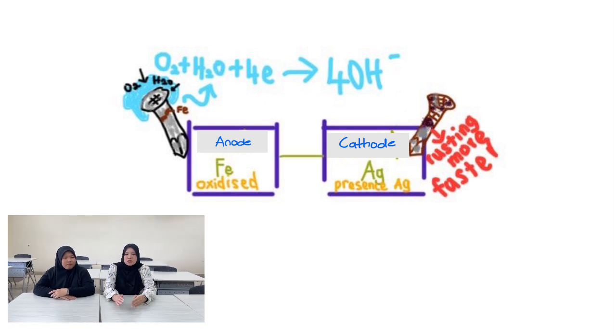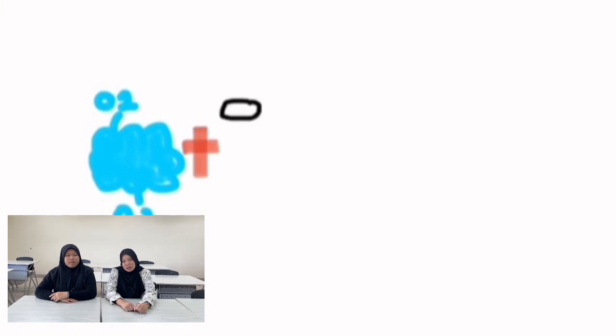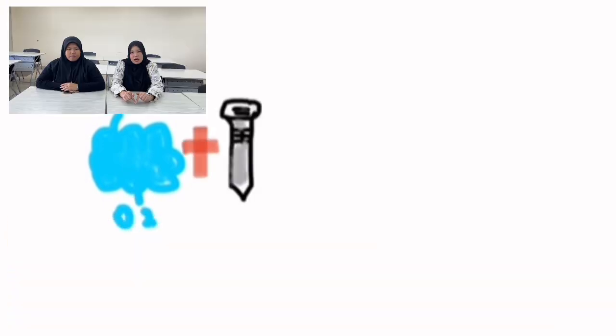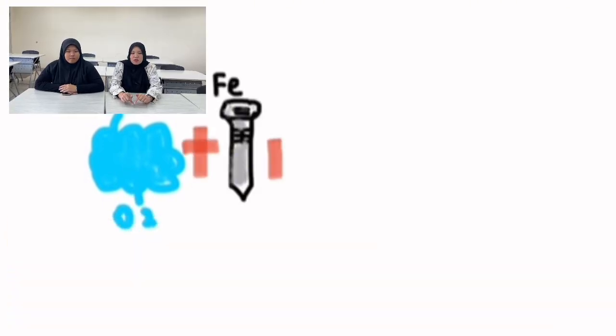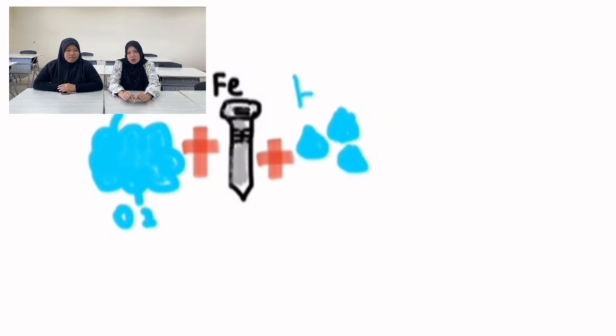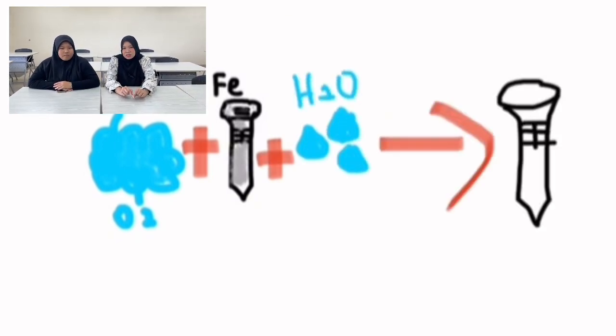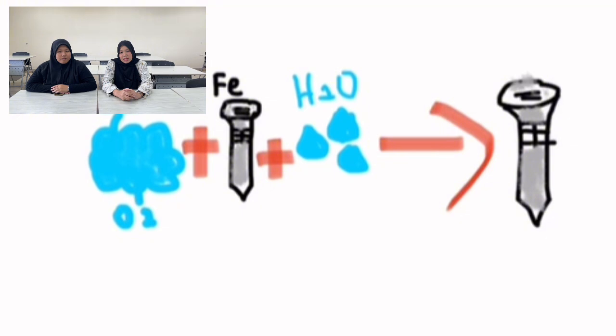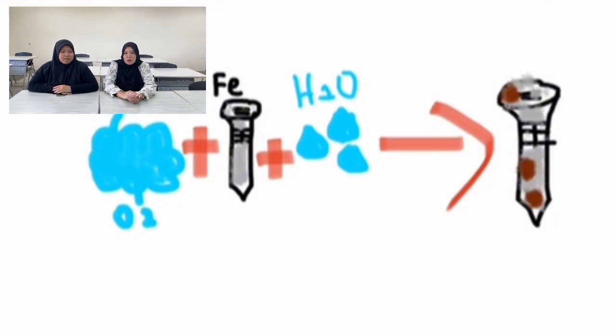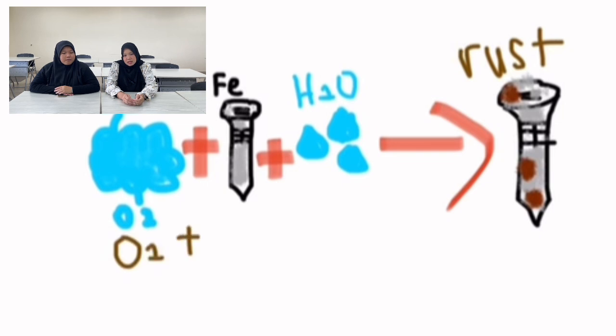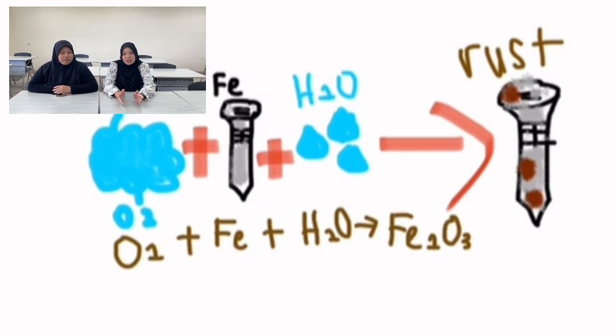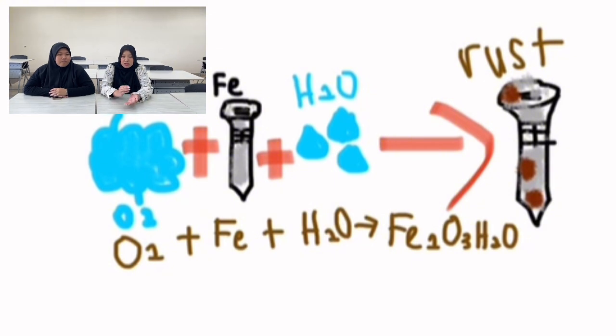Then the electrons are received by oxygen and water, which are reduced to form hydroxide ion. After that, the process of rusting continues until the formation of hydrated iron(III) oxide, which is known as rust. Therefore, the presence of silver metal covering the iron nail will not prevent the iron nail from rusting. Instead, it will accelerate the formation of rust on the iron nail. This is because the iron nail is forced to oxidize at a faster rate when in contact with a less reactive metal.